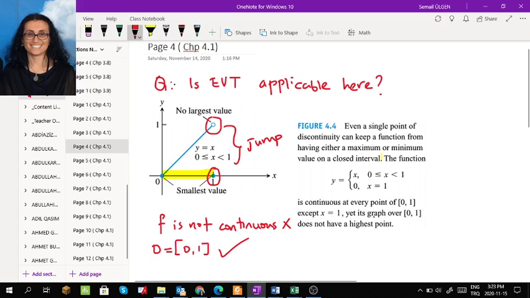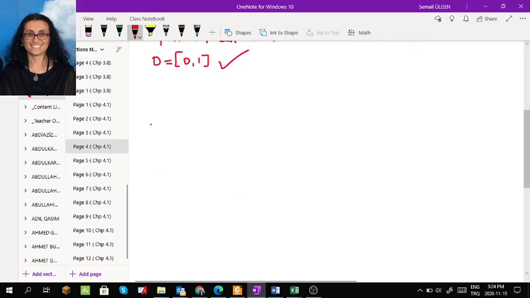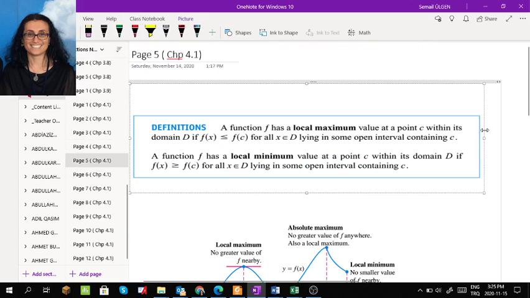I mean, if it was applicable, you would be able to find the largest value. But here, as you will see, we don't have the largest value. Do you see that? No largest value here. There's a smallest value, but no largest value. We don't have them both. Okay. So let's continue.